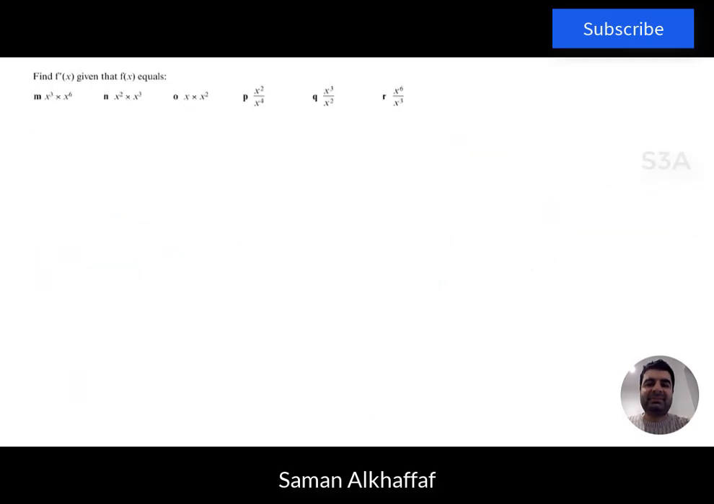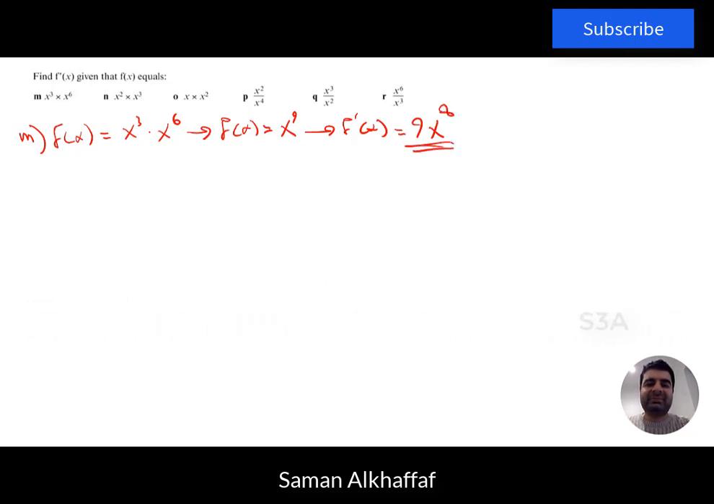In this example, we have the functions shown, and we need to find the derivatives for the expression. So first we'll start with part M. So we have the function of x cubed multiplied by x to the power of 6. So that will give us function of x being x to the power of 9. So now for us to find the derivative, we would have 9x to the power 9 take away 1, so that will be 8. So this will be our answer for part M.